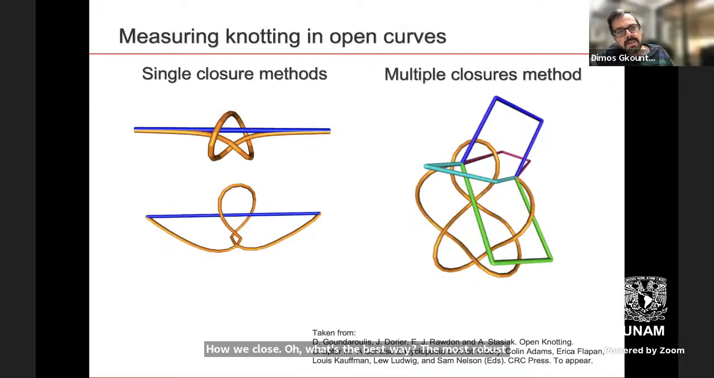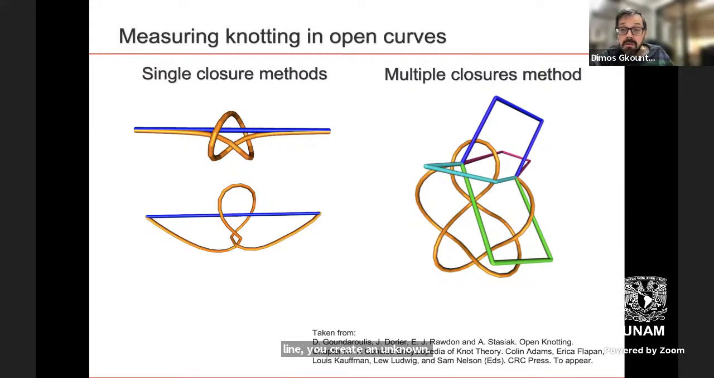And people usually say, okay, there are different ways in the literature. One way is to just connect the endpoints. But connecting the endpoints sometimes has unexpected results. For example, we have something here that looks like a trefoil. If you connect the endpoints with a straight line, you create an unknot. So you get an error.